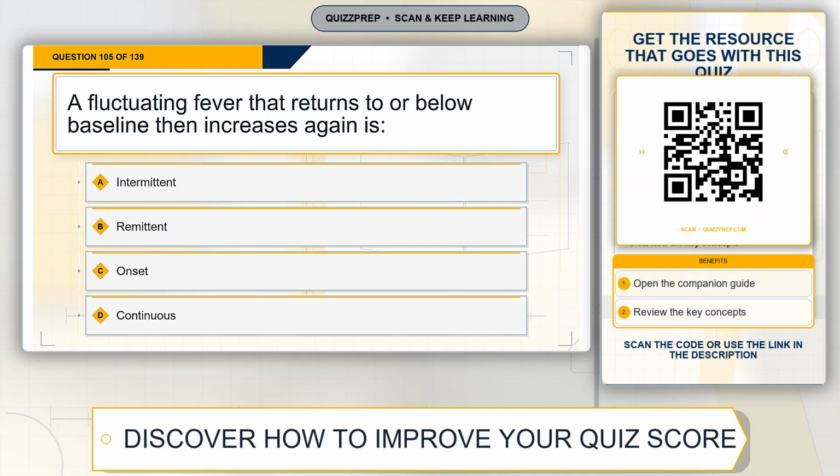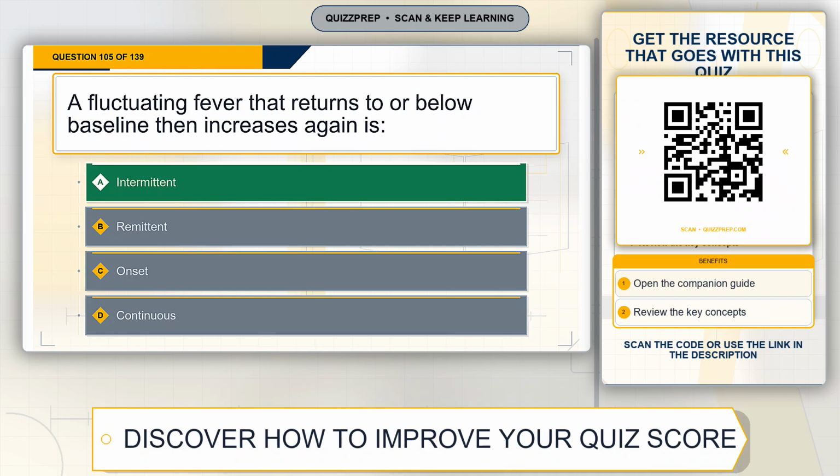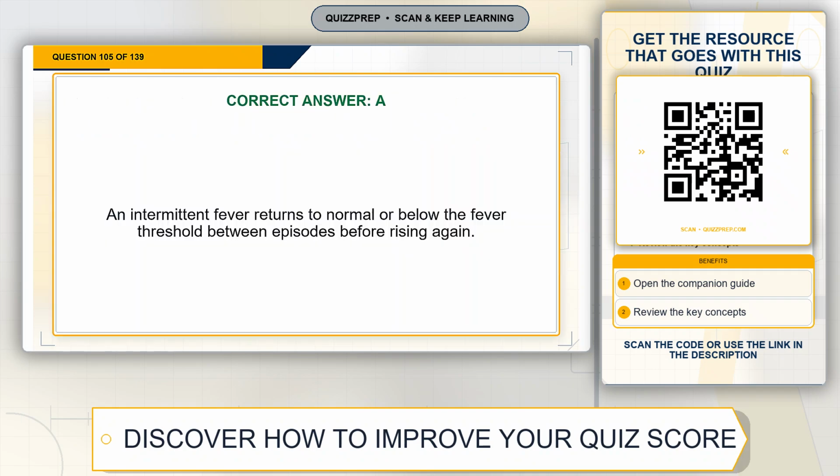Question 105. A fluctuating fever that returns to or below baseline then increases again is option A, intermittent, option B, remittent, option C, onset, option D, continuous. The correct answer is option A, intermittent. Explanation. An intermittent fever returns to normal or below the fever threshold between episodes before rising again.